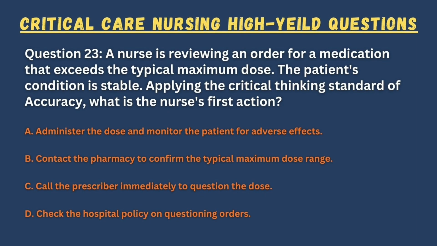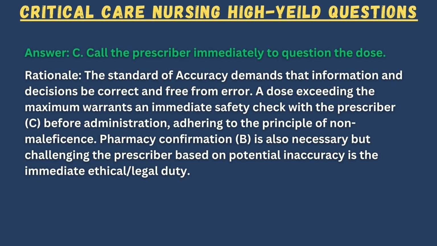Question 23. A nurse is reviewing an order for a medication that exceeds the typical maximum dose. The patient's condition is stable. Applying the critical thinking standard of accuracy, what is the nurse's first action? A. Administer the dose and monitor the patient for adverse effects. B. Contact the pharmacy to confirm the typical maximum dose range. C. Call the prescriber immediately to question the dose. D. Check the hospital policy on questioning orders. Answer. C. Call the prescriber immediately to question the dose.